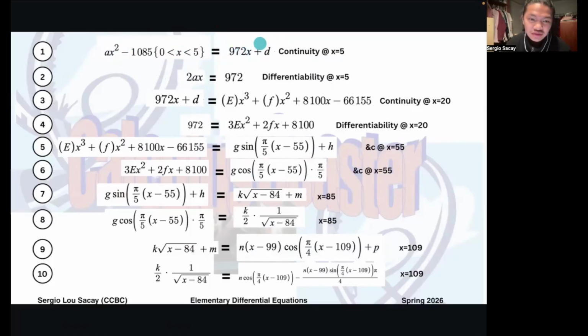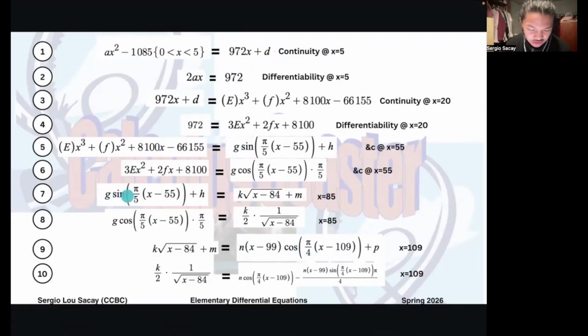So then we have 972x plus d if we're going to differentiate that. So the power of x is 1. So we're going to bring down, the 1 is implied here. And we're going to bring down the 1, and then 1 minus 1 is 0. So x to the 0 becomes 1. And then the derivative of the constant is just 0. So we have 972 here. Okay. And so on and so forth for these. Actually, we can quickly do these more complicated ones.